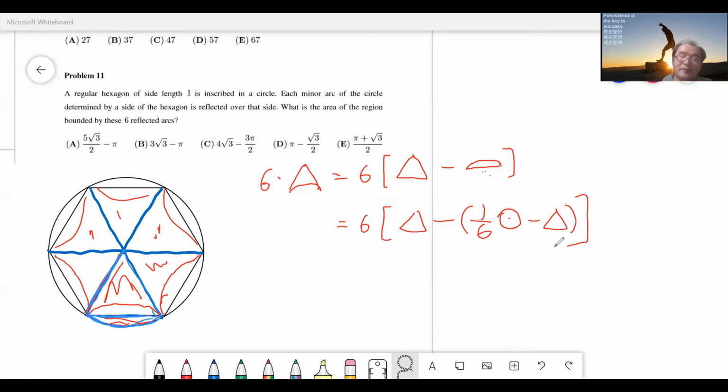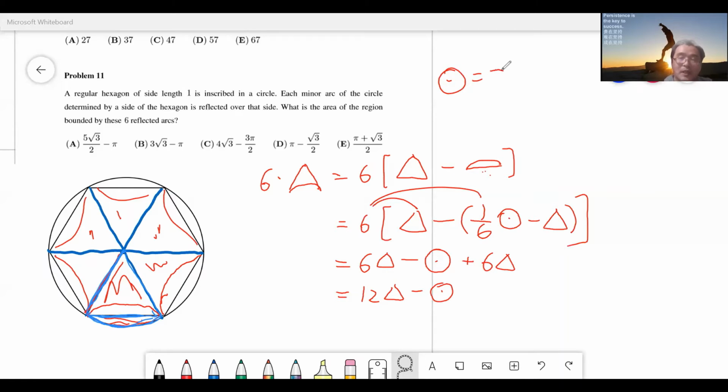Let's simplify a little bit. This equals 6 triangles minus, distributing, the circle, then plus 6 triangles, which equals 12 equilateral triangles minus the circle. The circle is easy: pi times the radius 1 squared, which is pi.